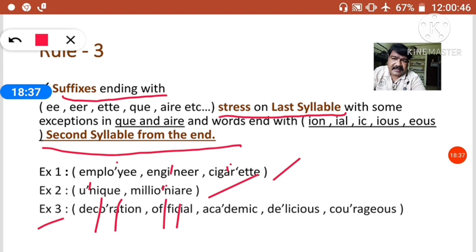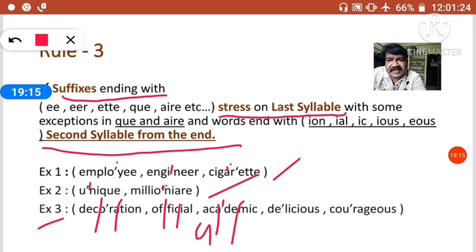Academic. How many syllables are there? Academic. Mic is from the last. We have to see from the last. Mic, De, Aka. We see here 4. So from the end, the second syllable is D. So I kept the stress mark at D. Fine. Now let us move to the next word, delicious.